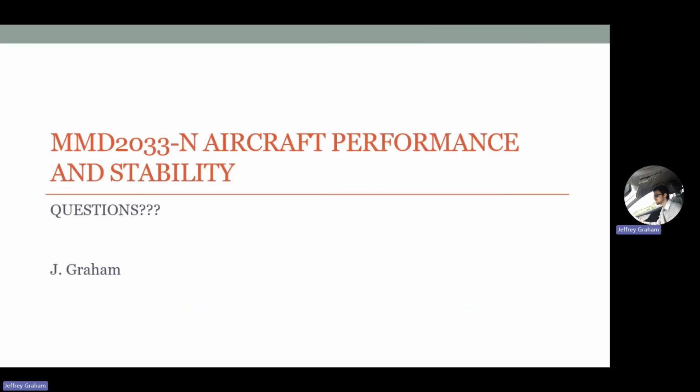Right, that rounds the first session off on the engines and the thrust corrections. The thrust corrections are arguably the most important part, along with getting familiar with the units involved.